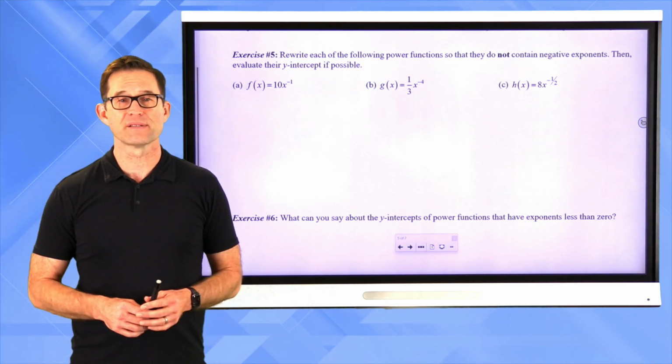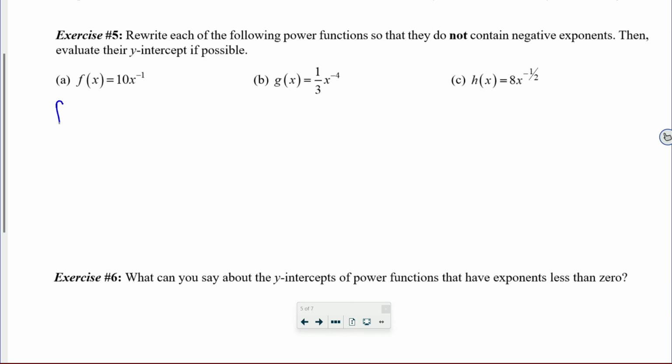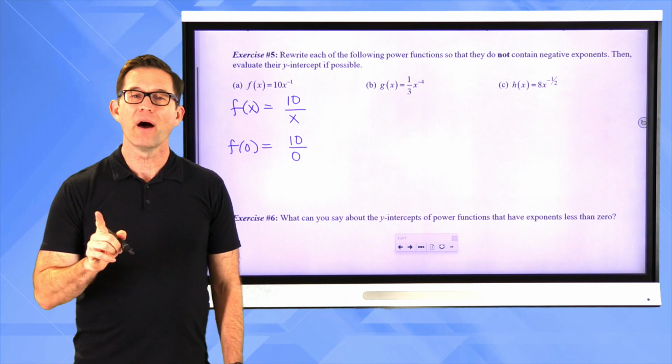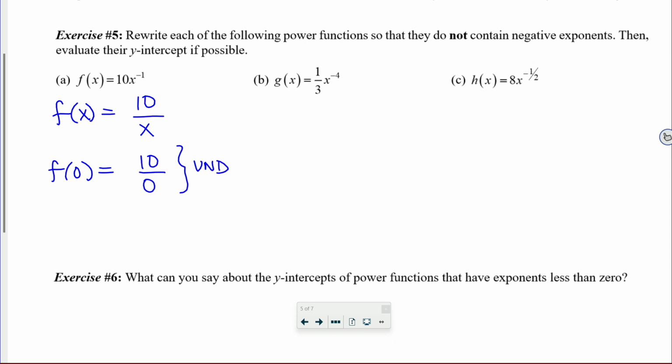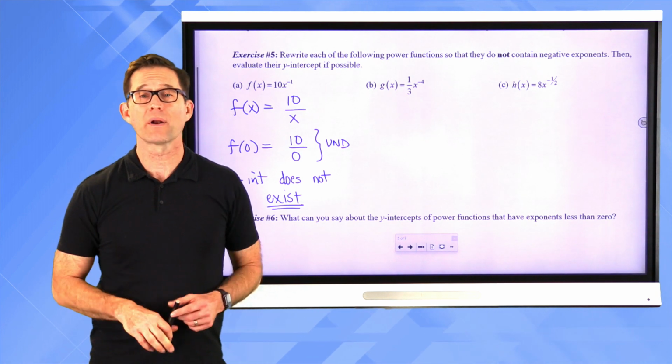So here we have f of x equals 10 times x to the negative 1. I can rewrite that without negative exponents as 10 divided by x. Now, if I want to try to find my y-intercept, I find that f of 0 is 10 divided by 0. But division by 0 is undefined, so the y-intercept does not exist in letter A. Why don't you try letter B?